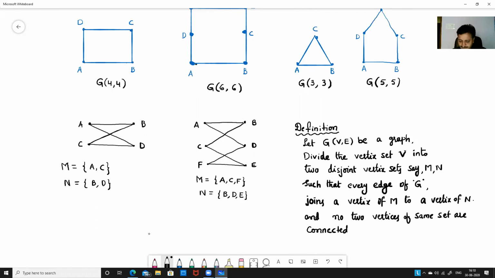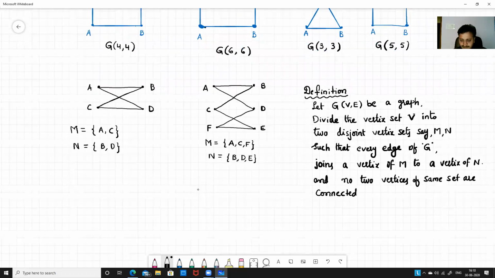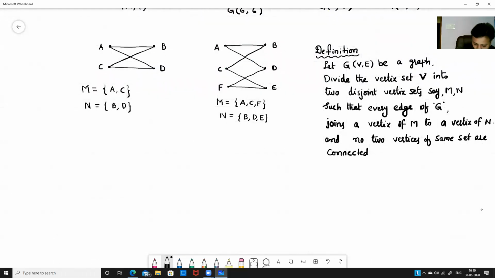Okay, let me take one example. You verify whether it is a bipartite graph or not. Suppose I have five vertices like A, B, C, D, E. I'm joining from A to C. Is it a bipartite graph? Yes, it is a bipartite graph only. A and C are connected, the remaining are isolated vertices. I can say it is a bipartite graph.